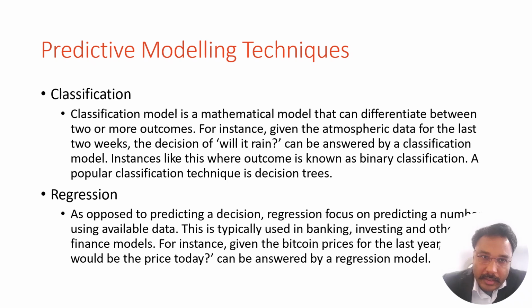Predictive modeling techniques. There are two main types of predictive modeling techniques: one is classification and one is regression. Classification is used when the outcome is categorical, for example, yes or no, true or false, or approved or rejected. An example is predicting whether it will rain tomorrow or not. That's a classification. Regression, on the other hand, is used when the outcome is numerical, for instance, predicting the stock market, project cost or revenue. Understanding the difference between these two is quite important because it determines which modeling techniques you should use for a given problem.